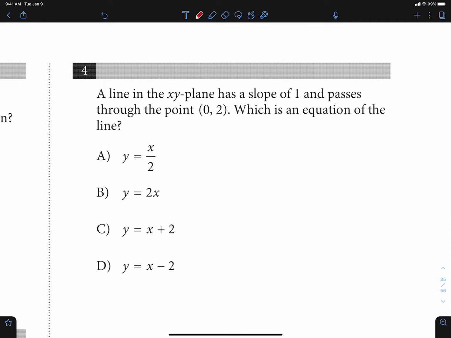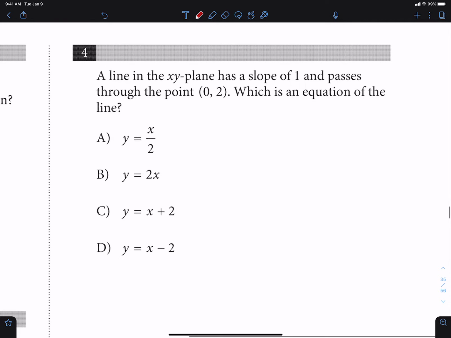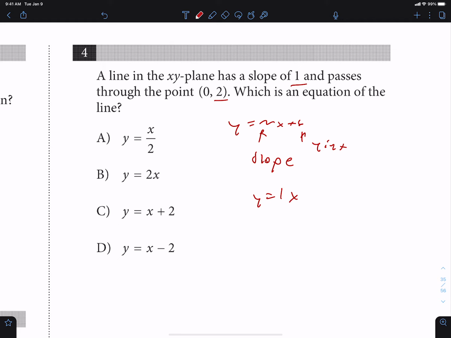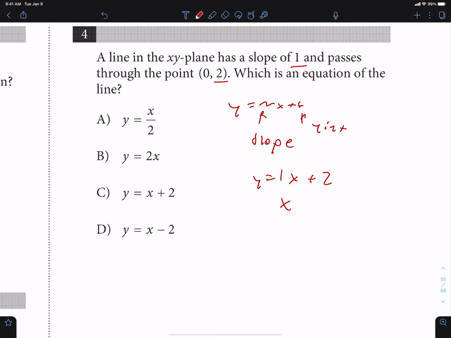Number 4. A line in the xy plane has a slope of 1 and passes through the point 0, 2. What is an equation of the line? Okay, so we know our y-intercept is 2 and our slope is 1. So in y equals mx plus b, m is our slope, and b is our y-intercept, right? So if we have a slope of 1, our equation is going to look like y equals 1x plus a y-intercept of 2. And 1 times x is just the same as x, so we get y equals x plus 2, or option C.